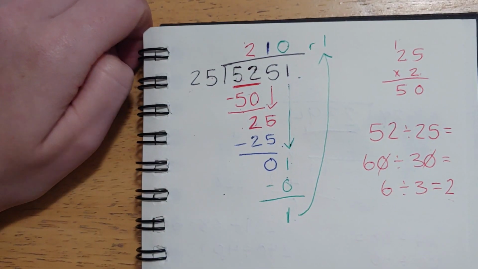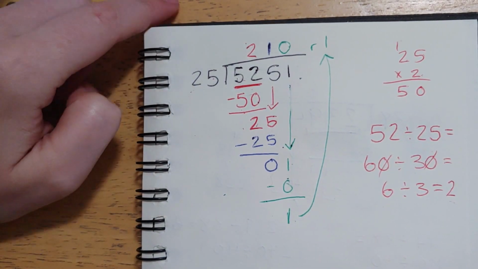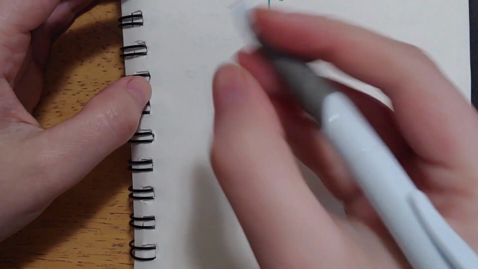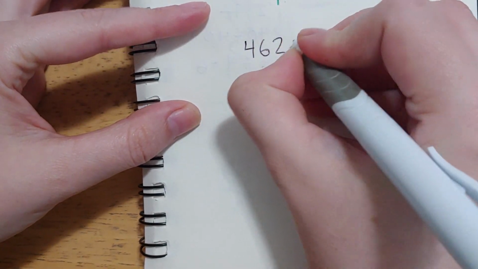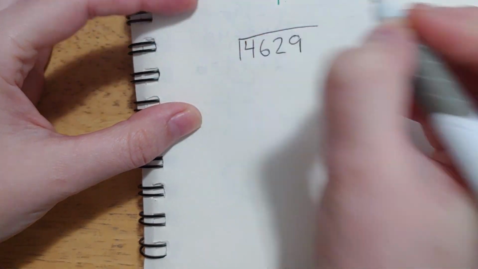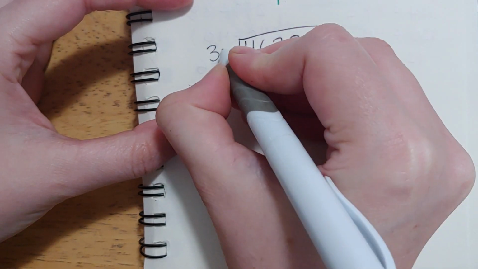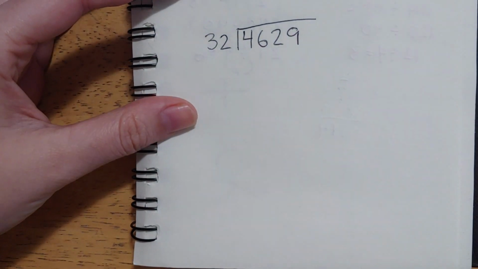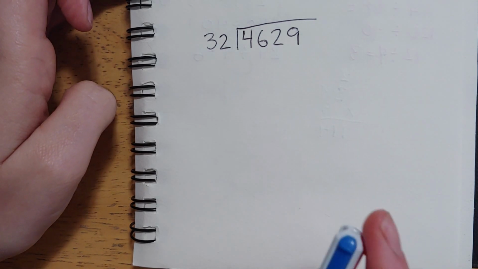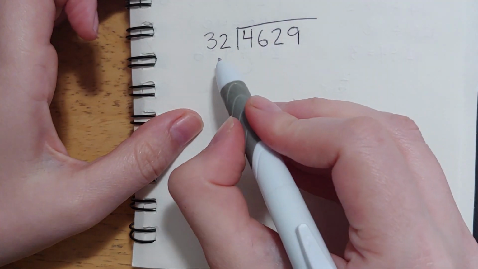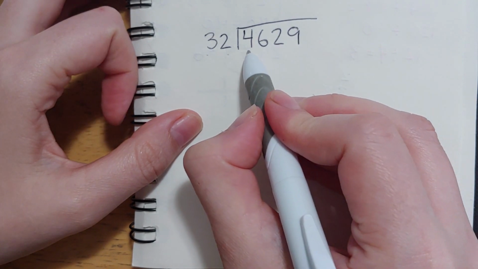All right, let's try another one, and I'll pick something a little harder to do than times 25. All right, let's try it down here. How about 4,629 divided by 32? All right, let's see how this one works. Remember, press pause and try it on your own if you feel like you're ready for that. Okay, 32. Will it fit into 4?